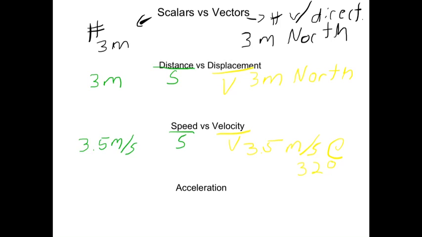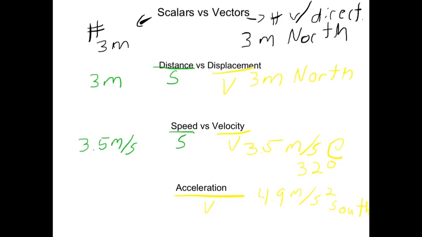Finally, acceleration. Acceleration doesn't really have a partner like the other guys. It is just a vector. So it might be something like 4.9 meters per second squared south, to add a direction to that, thus a vector.